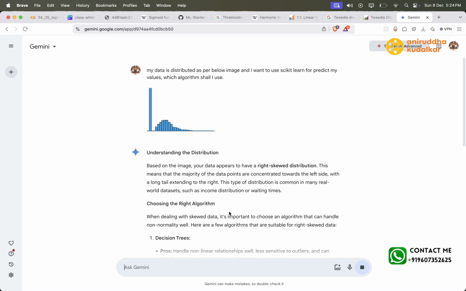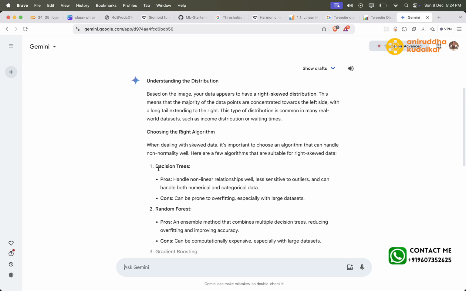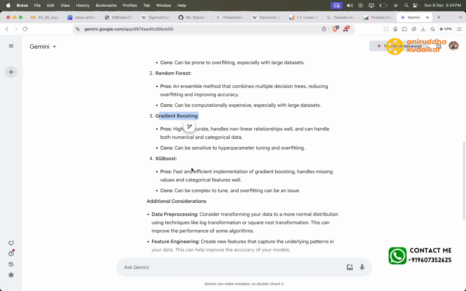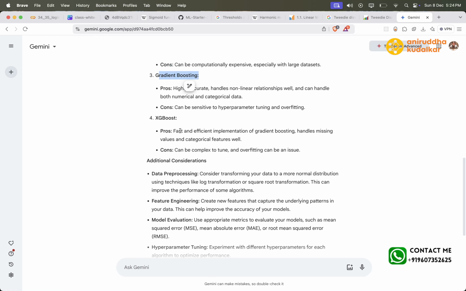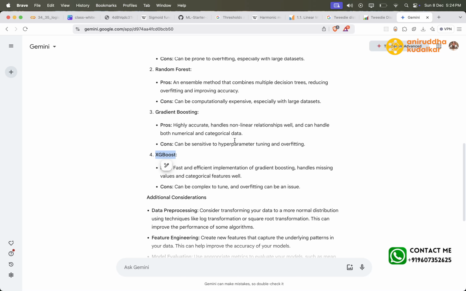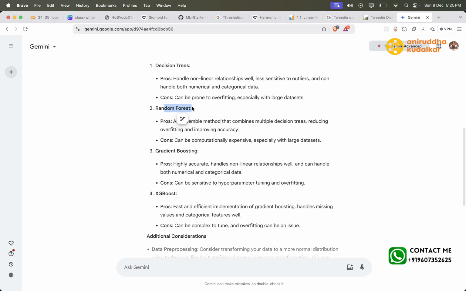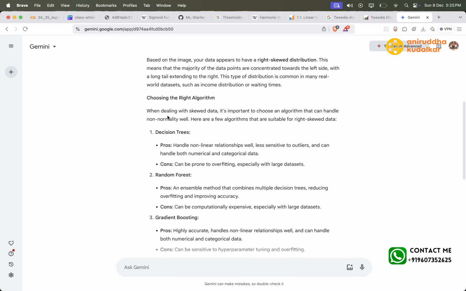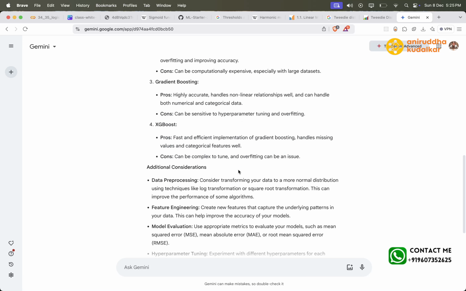Understanding the distribution, right skewed distribution. Can you see? Decision trees, random forest, gradient boosting, and XGBoost, a fast and efficient implementation of gradient boosting. With skewed data, it is important to choose an algorithm that can handle non-normality as well. So here are a few algorithms.